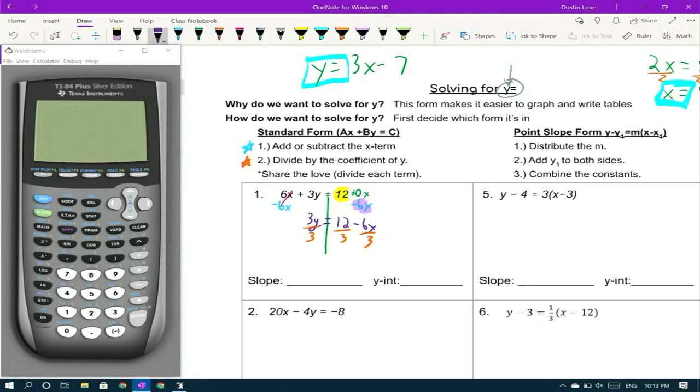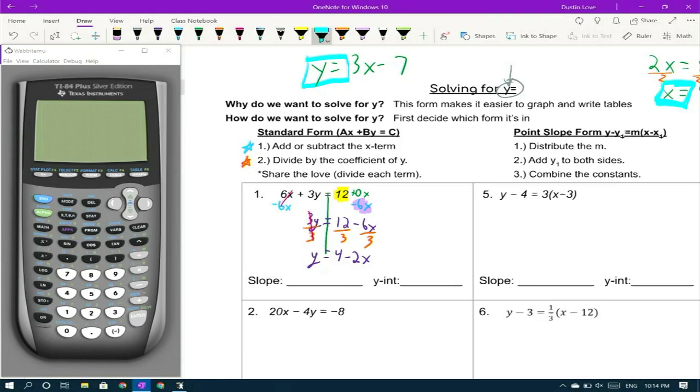So now, these two 3's are going to cancel out. That leaves me with y equals 12 divided by 3 is 4. Negative 6 divided by 3 is negative 2. And then the x goes along for the ride.